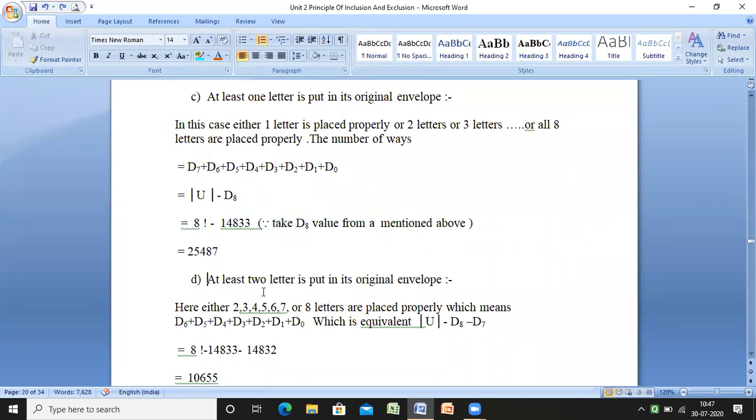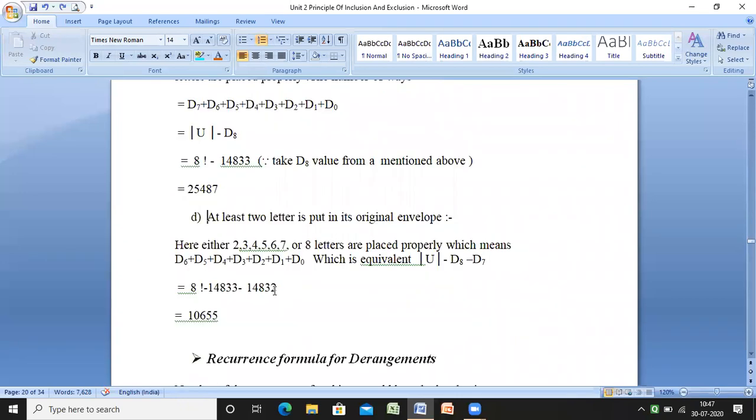Now the last one they mentioned: at least 2 letters are put in their original envelope. So here they have mentioned at least 2 letters out of 8. So the second letter, third, fourth, fifth, sixth, 7 or 8 letters are placed over there, which is calculated as D6, D5, D4, D3, D2, D1 and D0 plus the values over there, which is equivalent to what we get universally. How many letters are we? 8 letters, we already know it. At least 2 letters are going to be put over there.